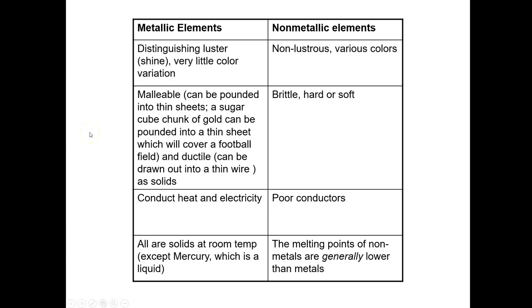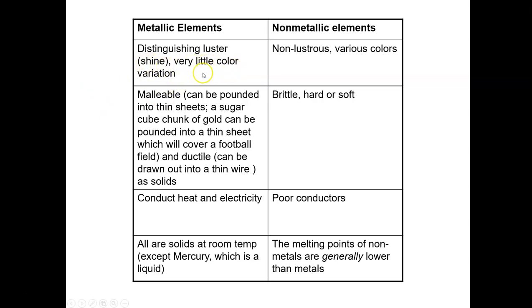All right, so here's the difference between metals and nonmetals. If something is a metal, it's going to be able to do certain things. For instance, it has a distinguishing luster. When we say luster, we mean it has a shine to it. I'm sure you've noticed that when you look at things made out of metal, you can almost always tell because they have a certain shininess to them. Metals have a shininess, and that is unique to metals.